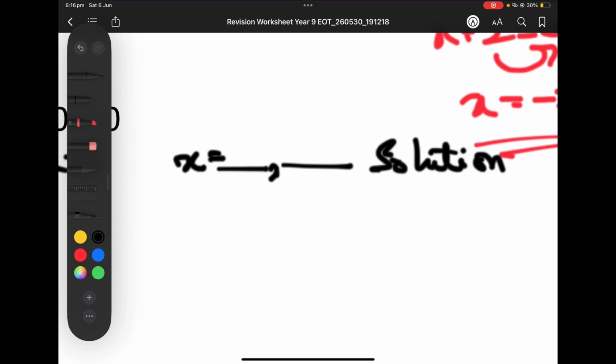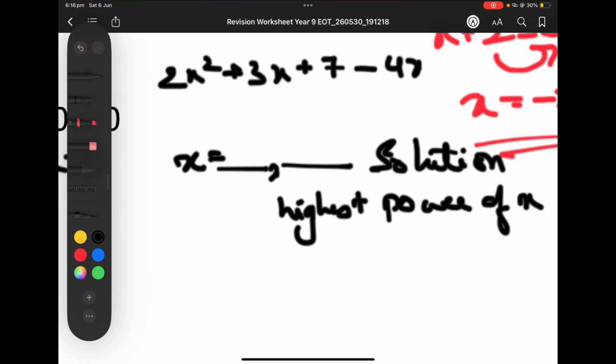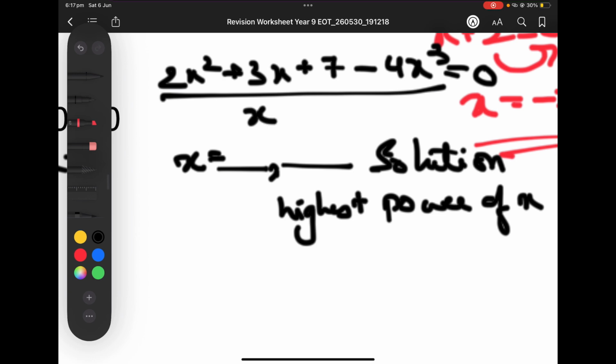Why is that so? The solutions depend upon the highest power of x. Okay, now if in the examination they give you an equation as in 2x square plus 3x plus 7 minus 4x cube, then what do I do? They will ask, how many solutions will this equation have? For this particular equation, the x values will be 3 different values, because it depends upon the highest power of x, which is a 3 here.